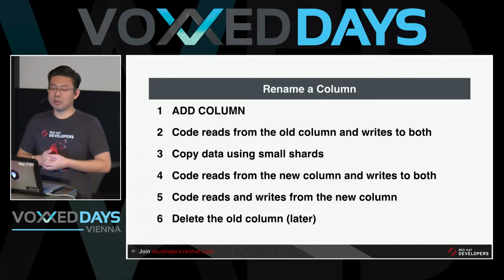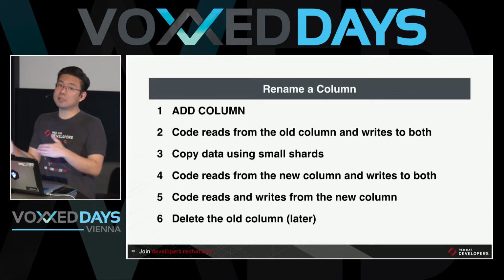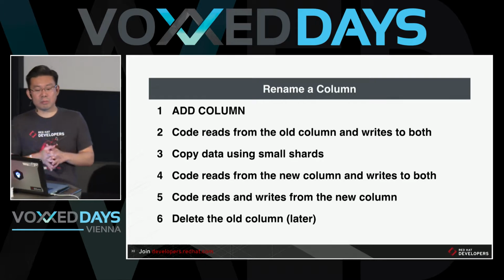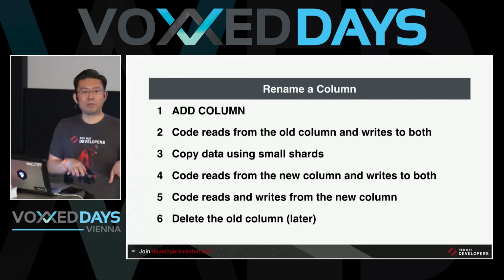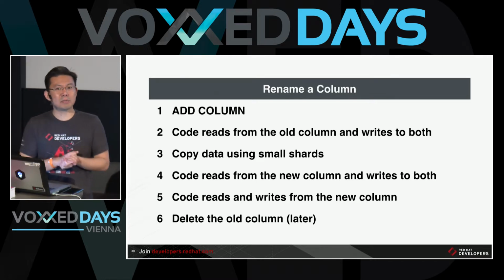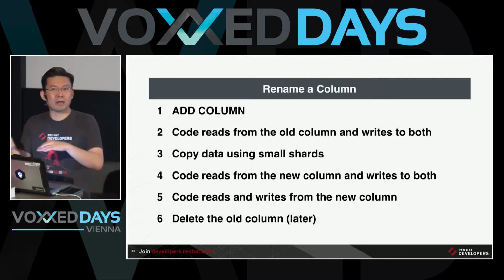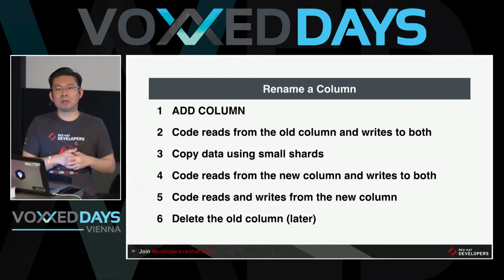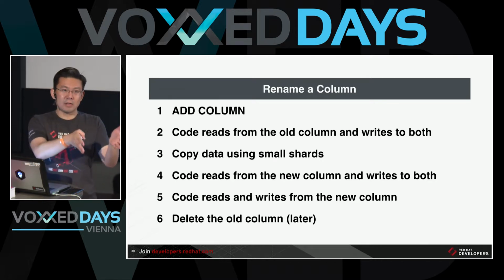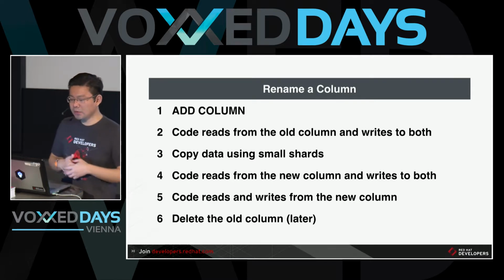Third step, you're going to copy the data using small shards until all your data is complete. Fourth step, your code reads from the new column and still writes to both. You might be asking, why are we writing to both columns at the same time? Because we need our versions to be backward and forward compatible. We don't want our new version to not write to the old column, because if you roll back a version, the data is still there, and so on.